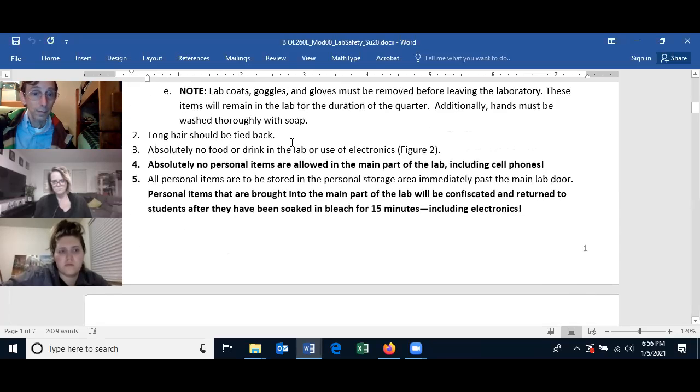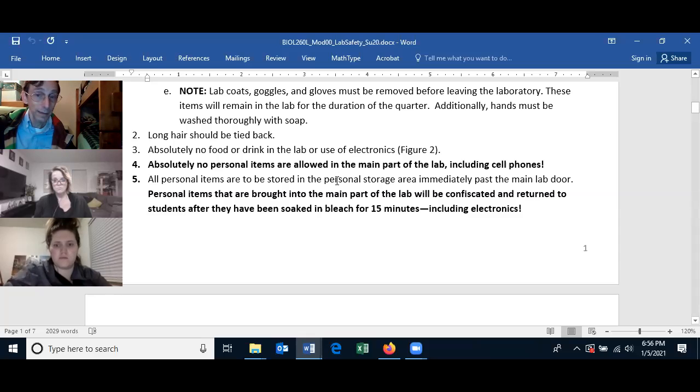Long hair should be tied back, no food or drink at any time in the lab, no use of electronics. If you were to take out your phone and use it in the lab, I would take it from you and it would either be submerged for 15 minutes in bleach or put in the autoclave. Either thing will destroy your electronics.